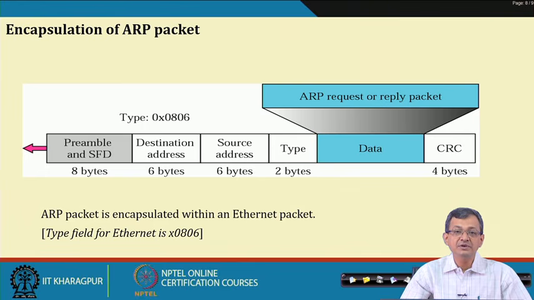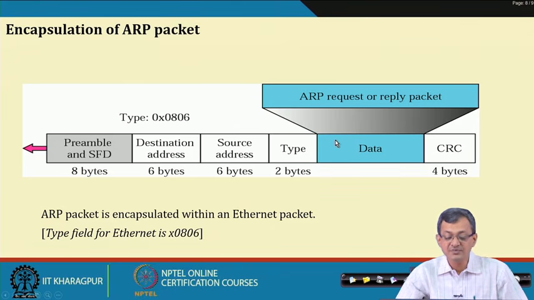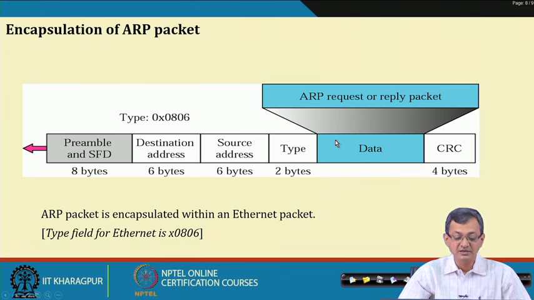Now, how will this ARP packet be carried? ARP encapsulation: the ARP packet is encapsulated within the Ethernet frame, so it becomes the payload. The rest you remember: the preamble and SFD are 8 bytes, then the destination address and so forth. The ARP packet is embedded into the Ethernet frame, and the type field of the Ethernet frame is 0x0806.